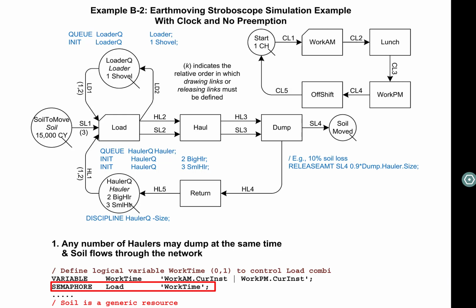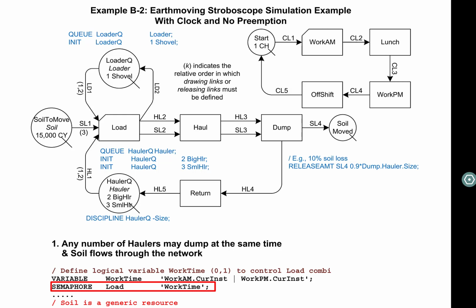A semaphore is an attribute of a combi activity that is examined even before the incoming links are examined to see if they have enough resources to support a new instance of the activity. So the very first thing that is examined before we start a new instance of activity load is to see if the semaphore of activity load has the value true. The default value for a semaphore is true. We can change it using the semaphore command as shown here, semaphore load work time, where work time is a logical variable that returns the value true or false.